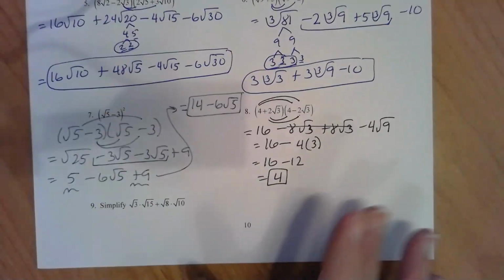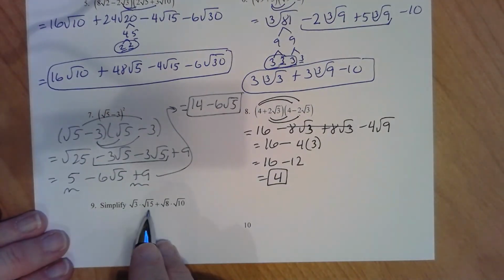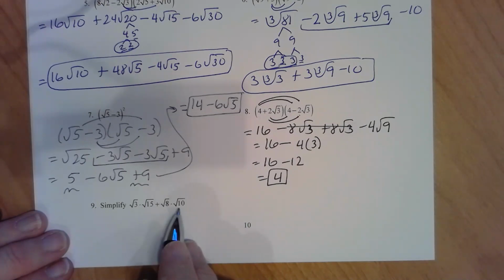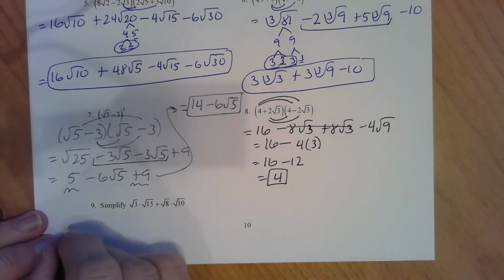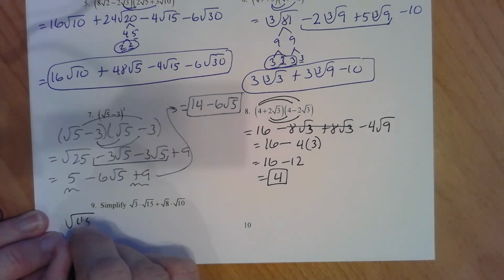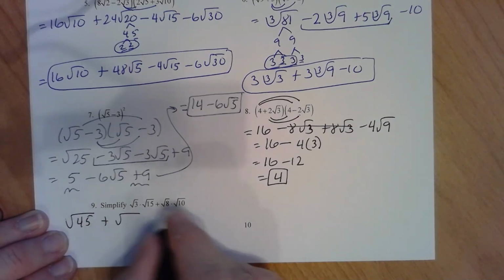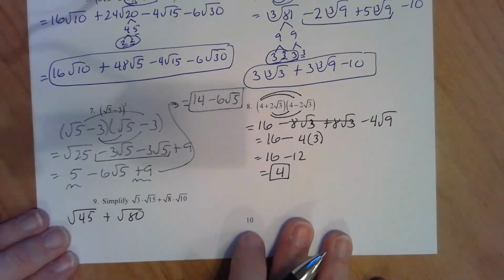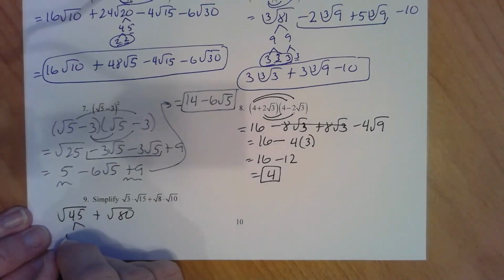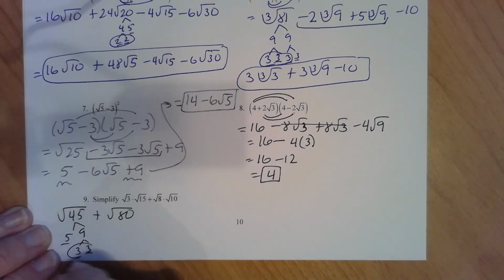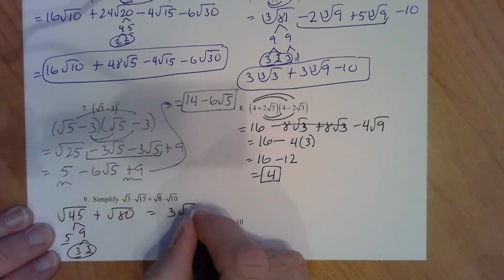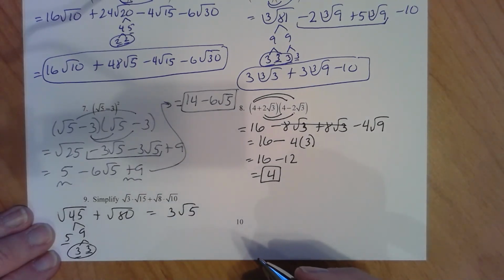So lastly, number 9, we have the square root of 3 times the square root of 15, plus the square root of 8 times the square root of 10. So multiplying those, we get square root of 45 plus the square root of 8 times 10, which is 80. So 45 is 5 times 9, and 9 is 3 times 3. So we see that we have a pair of 3's. So a 3 is going to come out, and a 5 is going to be left underneath.